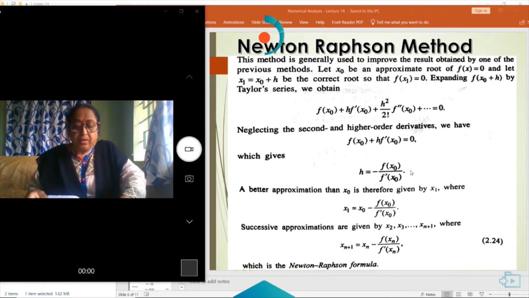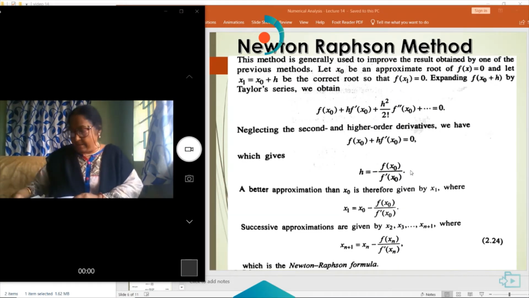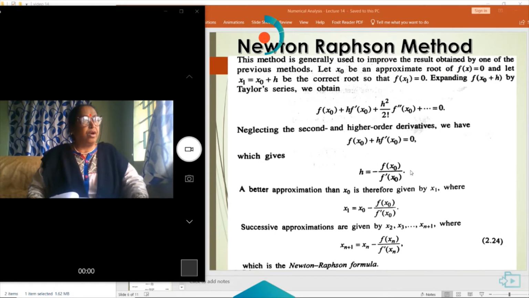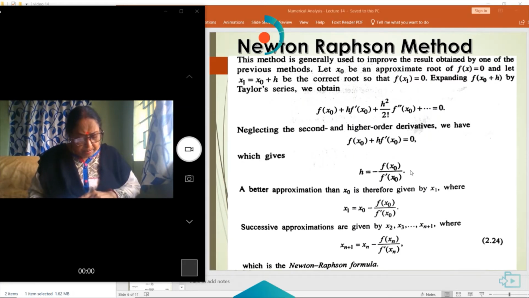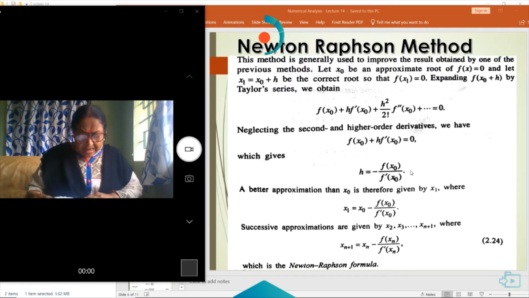Now we are going to study the Newton-Raphson method, which is different from these two methods. In this method, generally used to improve the result obtained by one of the previous methods, let x0 be an approximate root of fx equal to 0, and let x1 is equal to x0 plus h be the correct root, so fx1 is equal to 0.